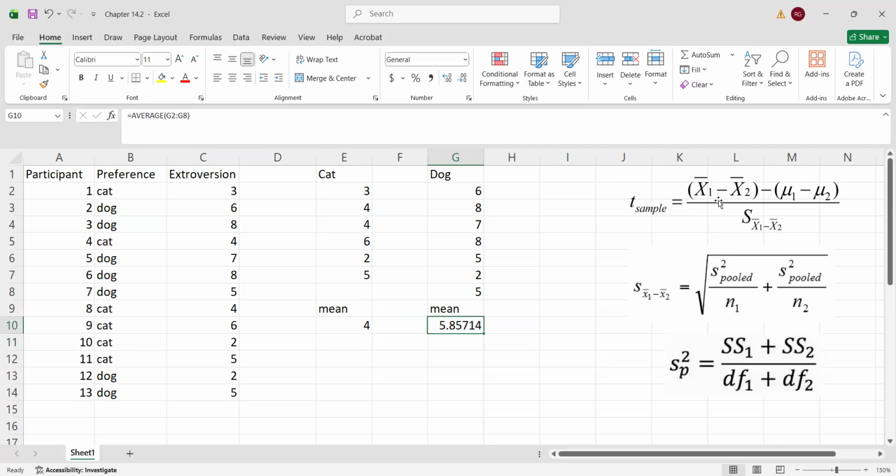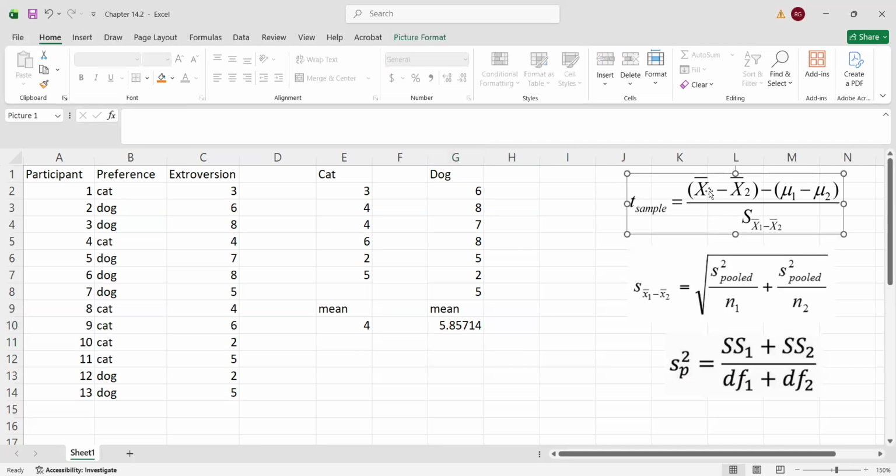And I think what we're going to do, remember, now we've got the means. So we've got the numerator taken care of, but we need to find the estimated standard error now. And to find that, we need the pooled variance. So let's start with the pooled variance, right? What this is saying is that the sum of squares for group 1 plus the sum of squares for group 2, divided by degrees of freedom of group 1 plus degrees of freedom of group 2, that's the pooled variance, okay?